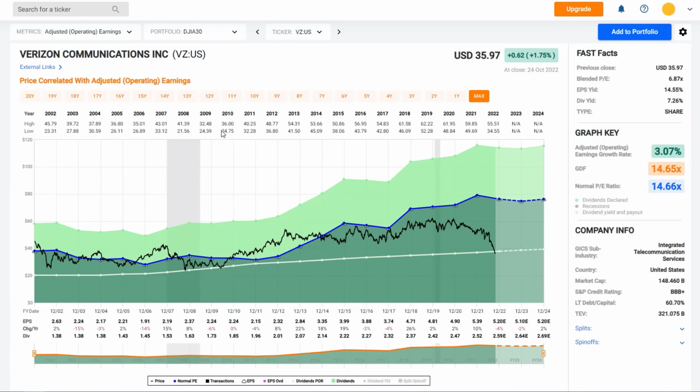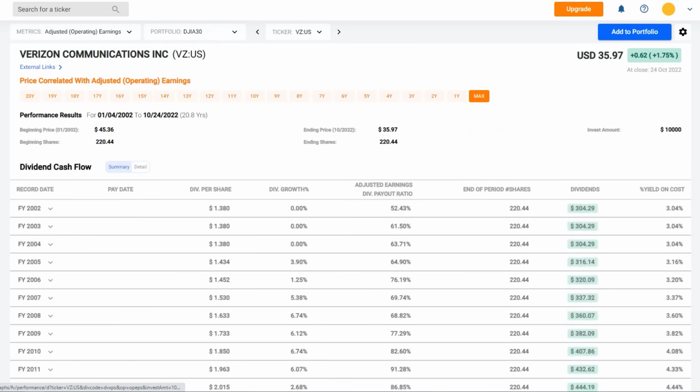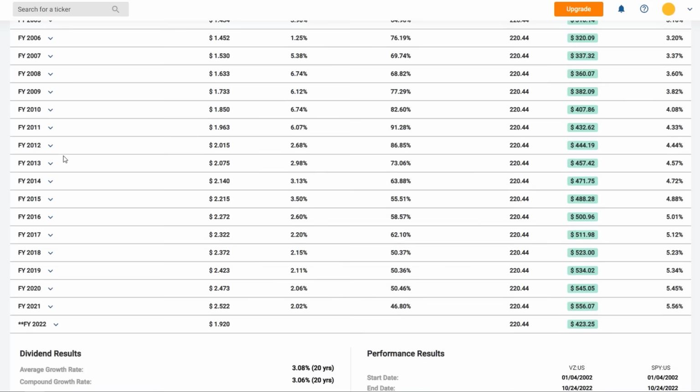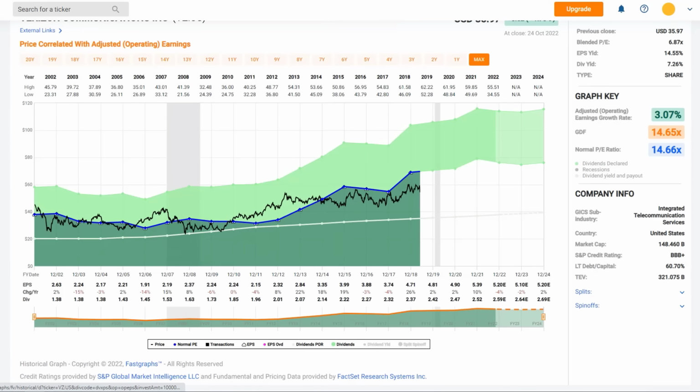Verizon has been much maligned. The fundamentals tell a totally different story than the stock price. It's trading at an earnings yield of almost 14.5%. The PE is under 7, and the dividend yield is 7.26%. And if you look at their dividend growth history, they've been growing their dividend at about 2 or 3% a year for the last several years. And I think they still have the capacity to do that.